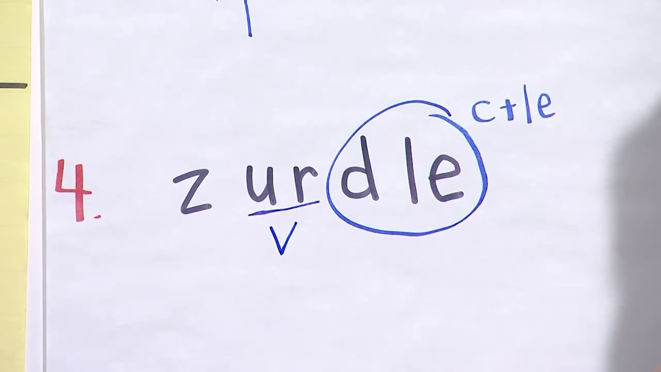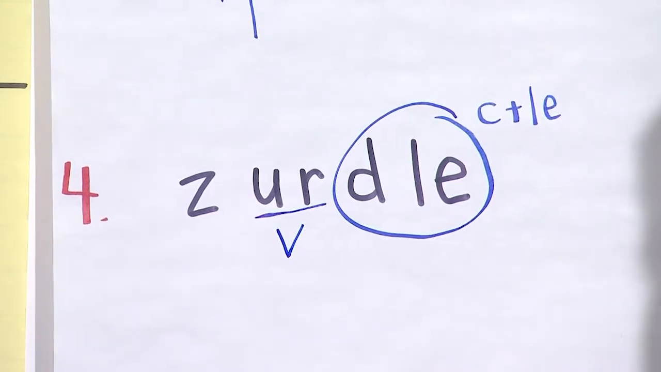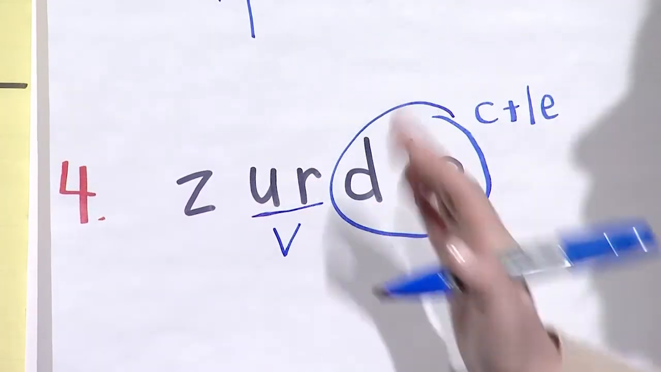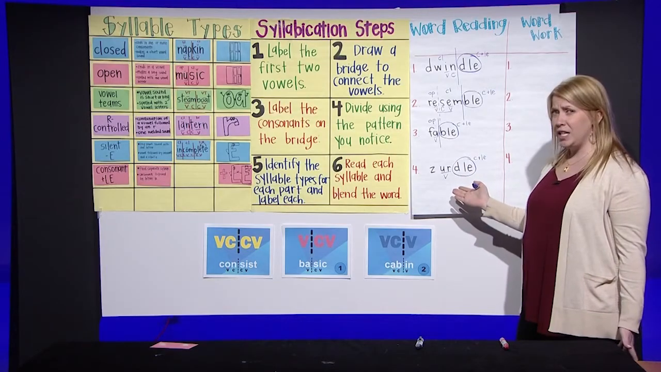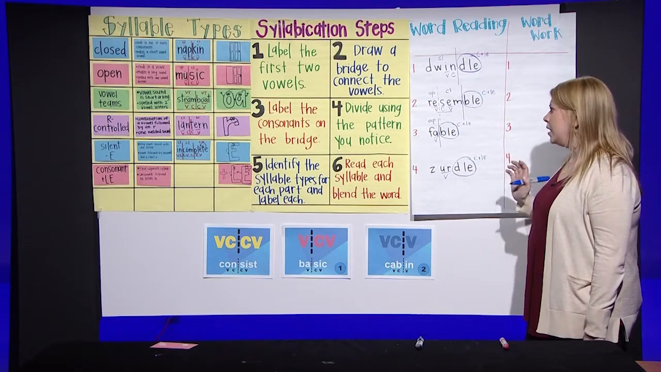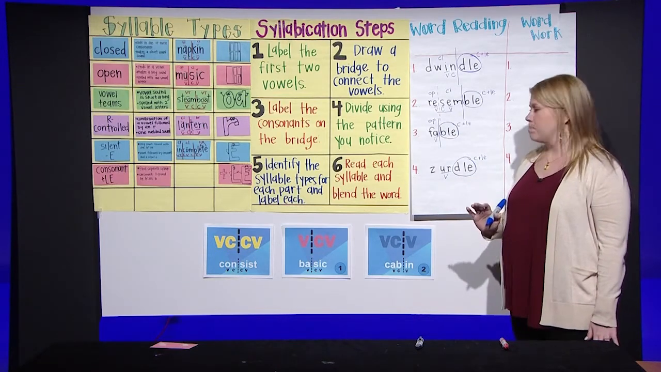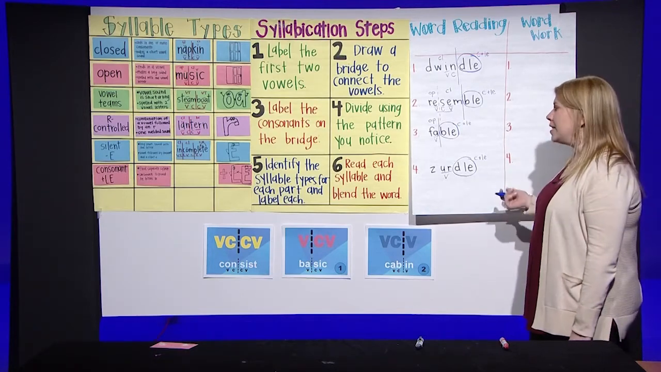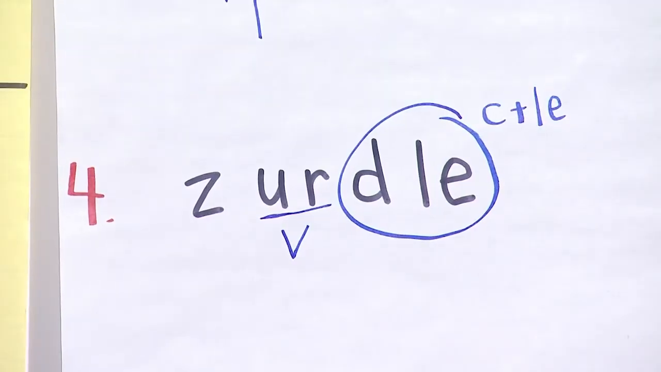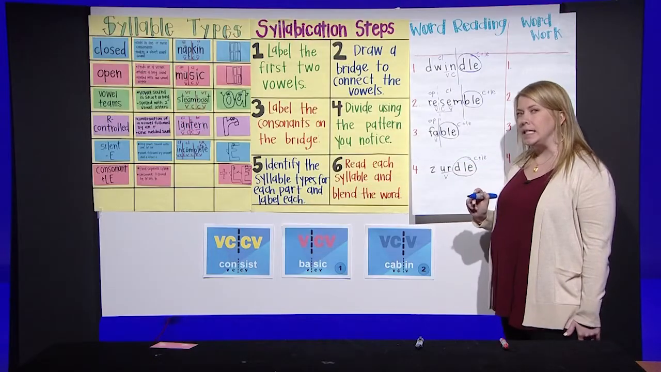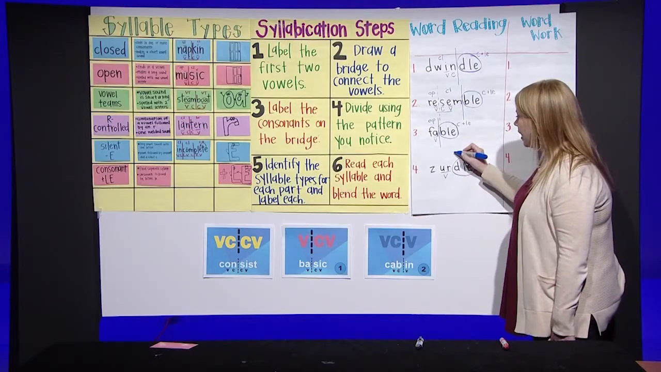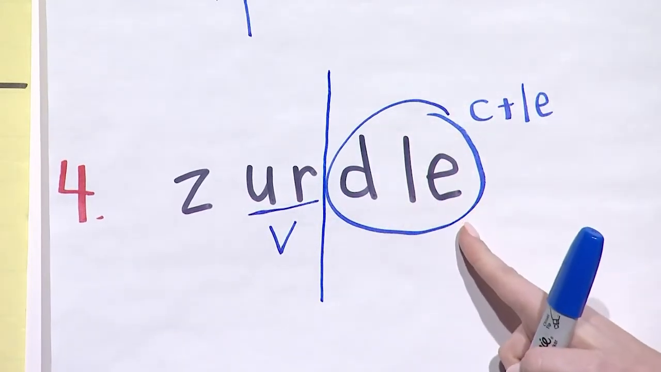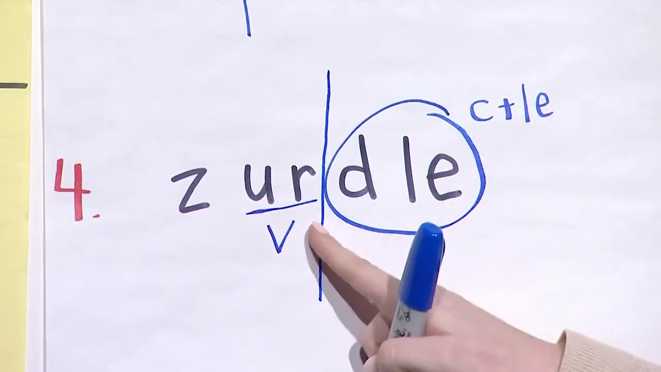So what did we really just do? That's right. We already identified the syllable, but we're going to keep going. Okay, can we draw a bridge? No. Can we label our consonants on the bridge? No. We don't have a pattern, so what's the next thing that naturally we would do? Identify the syllable types. So I'm going to draw a line right here to make sure I keep my consonant L-E separate, and I'm going to look at this section.